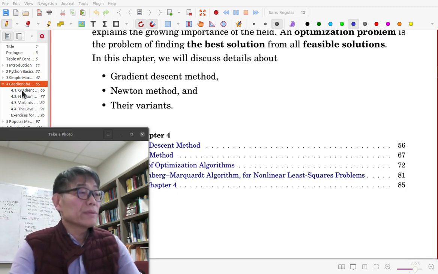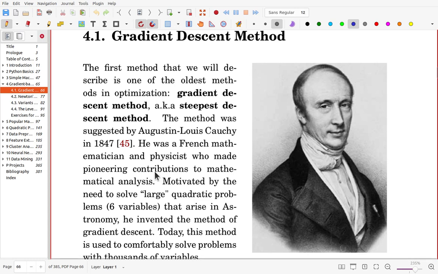Let's go to section 4.1, gradient descent method. The method was suggested by Cauchy in 1847. He was a French mathematician and physicist. It was invented for solving a quadratic problem of 6 variables, but today the method can be comfortably used for solving problems of thousands of variables or billions of variables.